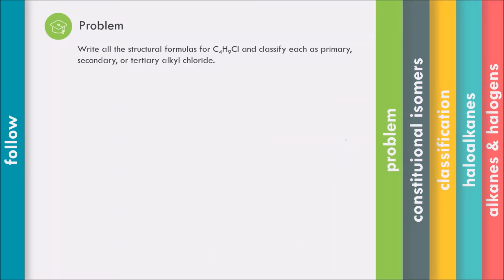Here is the problem. Write all the structural formulas for C4H9Cl and classify each as primary, secondary, or tertiary alkyl chloride. What I would suggest to start this question is to start with the longest chain and then work your way down to the shortest chain possible. So first of all, we are going to try 4 carbons in the longest chain. So let's do a little bit of sketch. 1, 2, 3, 4.